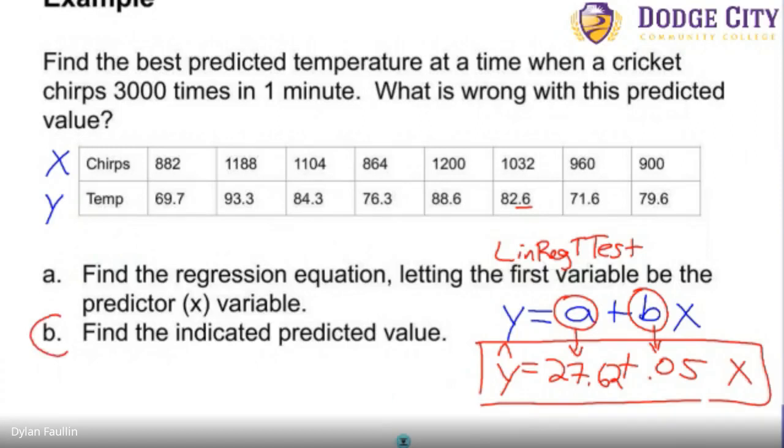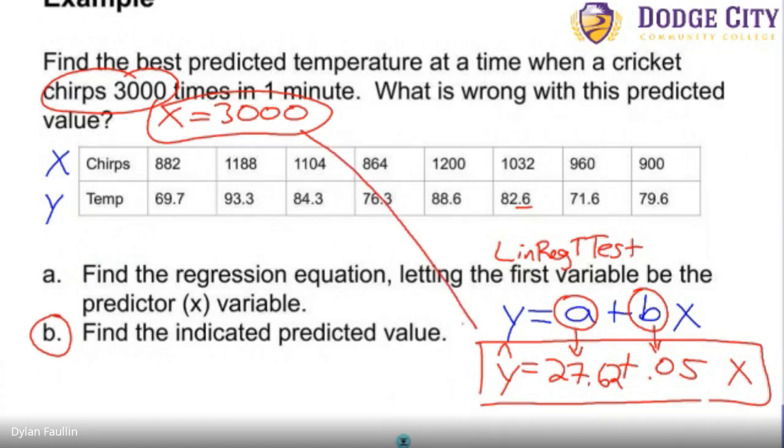Now part B is find the predicted value. So for 3,000 chirps, that's x, right? x is the number of chirps. We're setting x equal to 3,000. You don't have to put in the 1 minute because this is the number of chirps in 1 minute. So the 1 doesn't get plugged into the formula. It's just the description for the data set. x is equal to 3,000. All right. Now we have to decide, to make this prediction, do we plug it into the formula or do we just use the mean? So that is the question here, is which one should we use?